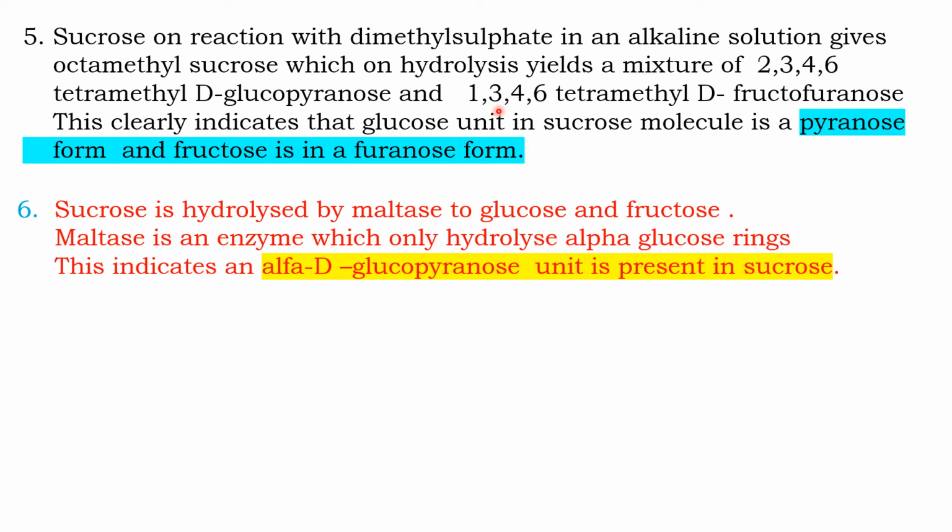For fructose, we have the first position, third position, fourth position and sixth position. That means the second and fifth positions are not here. So we could say this is a furanose ring. So we could confirm that sucrose is made up of a pyranose ring of glucose and a furanose ring of fructose. So this is a 6-membered pyranose ring and this is a 5-membered furanose ring. I hope you are remembering the glucopyranose structure.